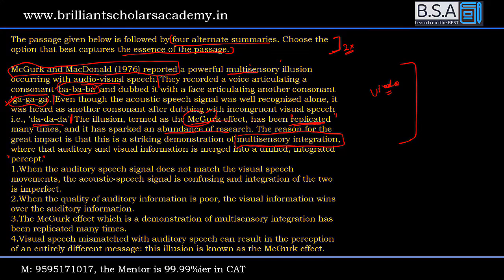When the auditory speech signal does not match the visual speech movement, the acoustic speech signal is confusing and integration of the two is imperfect. Now, let's talk about these different signals, the auditory speech signal and so on. It does not speak about the effect itself. It does not speak that it has been replicated many times. It does not talk anything about multiple senses. We'll come back to this.